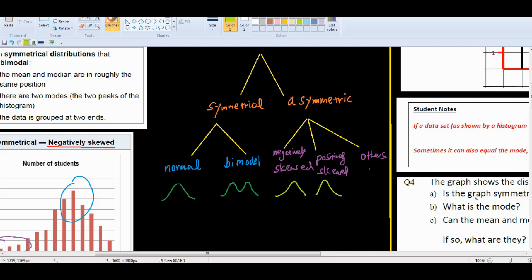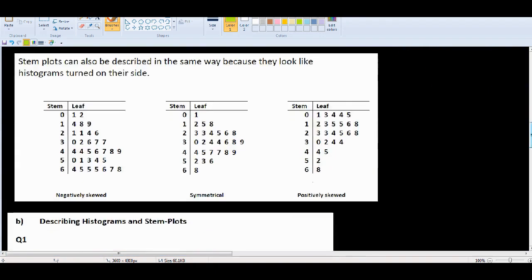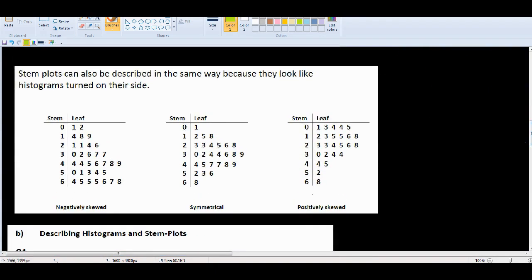And there are others. Others means it's very hard to say whether it's negative or positive, and they are not symmetrical as well. For example, you might see things like this. So they are not symmetrical at all, and they are not negative or positive skew. Right? Okay. So that's what we have learned. Okay, so let's have a look at some other types of representation.